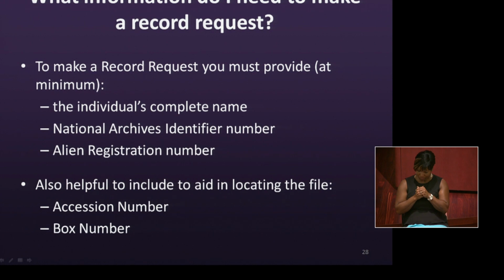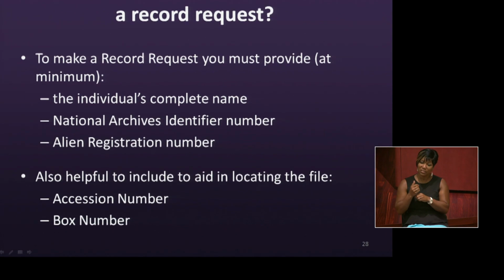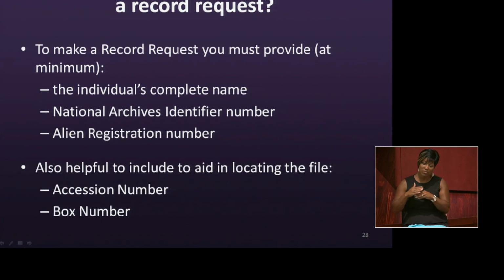So in placing your request, it's important that you include some good basic information so that I can successfully retrieve the file. At minimum, I ask that you provide the individual's complete name, their alien registration number, and then also the National Archives identifier that is connected with that person's file. It's also helpful to include the accession number and box number. Now, I know some of this may sound scary, but I promise you it is all very, very easy to find, and I will walk you through all of it so that you can go out right after this presentation and hopefully find some of your family within our holdings.